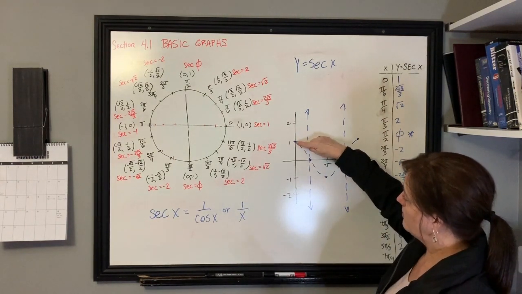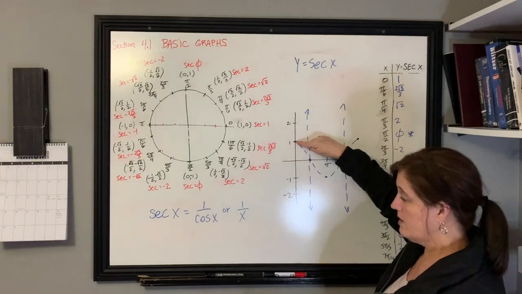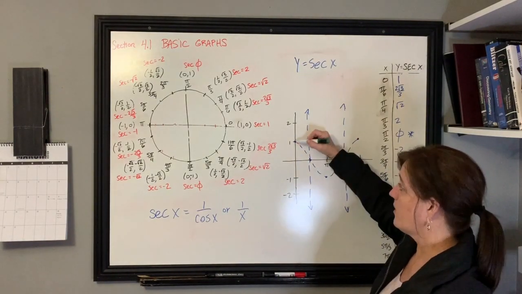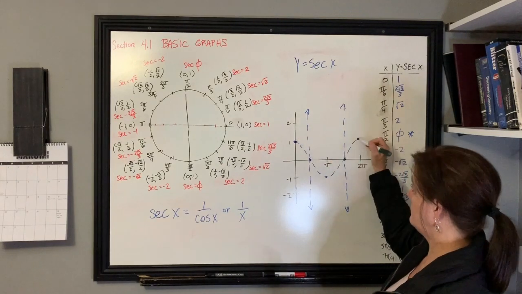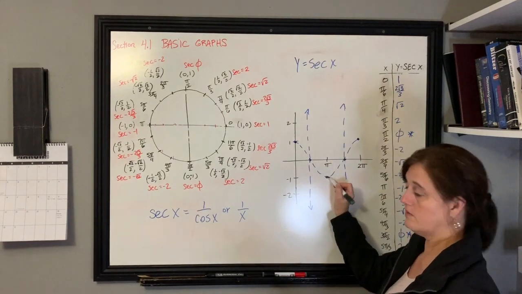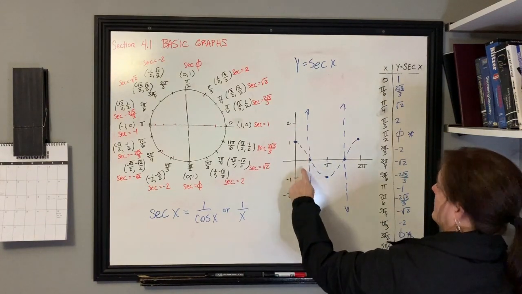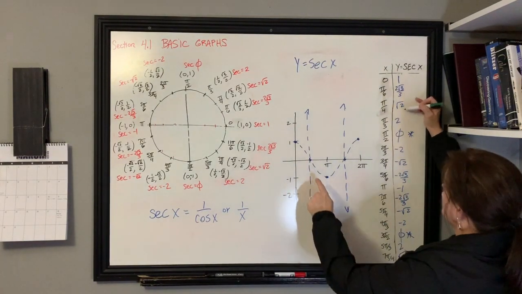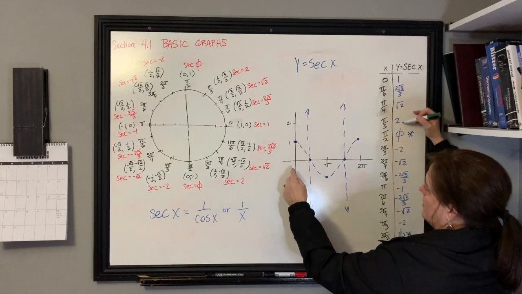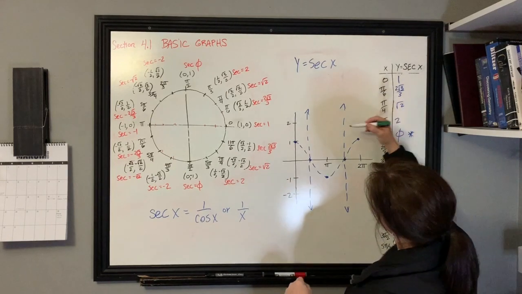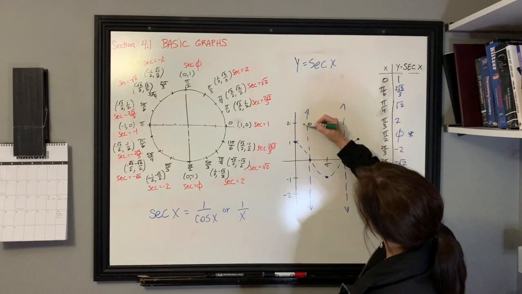At 0, cosine is 1, secant is the reciprocal of 1, so it's going to be 1. So this is not only going to be a point on the cosine graph, but also on the secant graph, as is this, and as is negative 1. All right, what's the rest of the graph going to look like? Well, I can plot some additional points there. At pi thirds, I know that the graph is going to be at 2, so I can come up here.